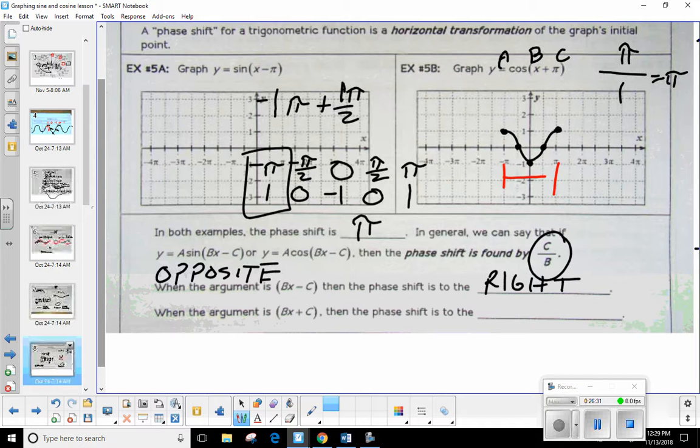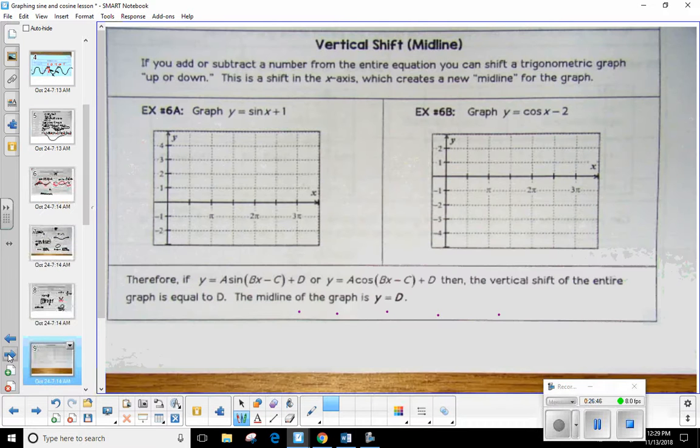If you see bx plus c, we know it's going to go left. The only time you have to be careful about this is, again, if b is negative, then that actually changes the direction. Okay. Well, good. And here's our last set.